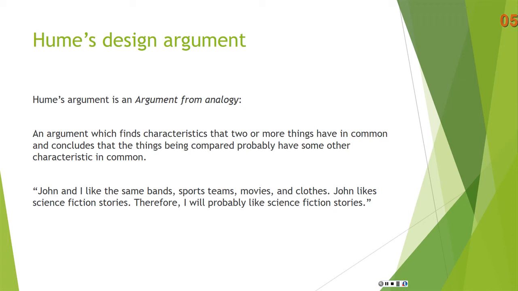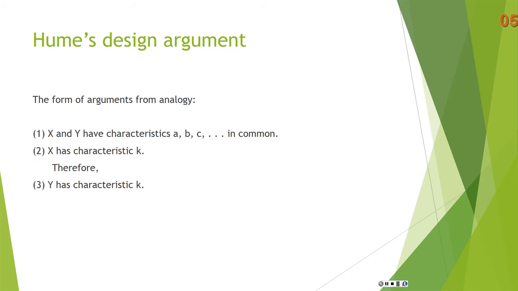For example, John and I like the same bands, sports teams, movies, and clothes. John likes science fiction stories, therefore I will probably like science fiction stories. Now this one admittedly isn't very good. You can't really have much confidence in the conclusion based on the premises. I don't think so, but it is analogical. We're comparing John and I and showing things that we have in common, and then concluding we have this other thing in common. And here's the form of analogical arguments.